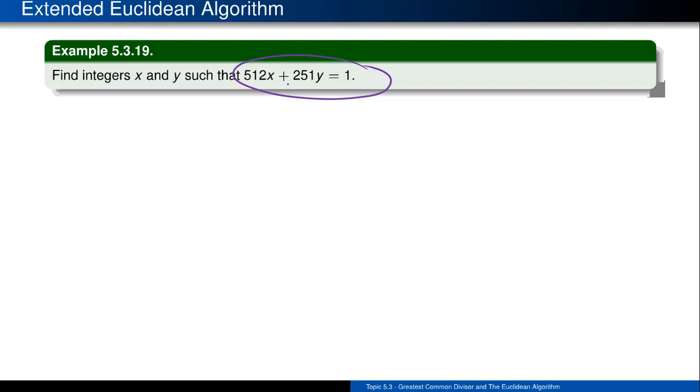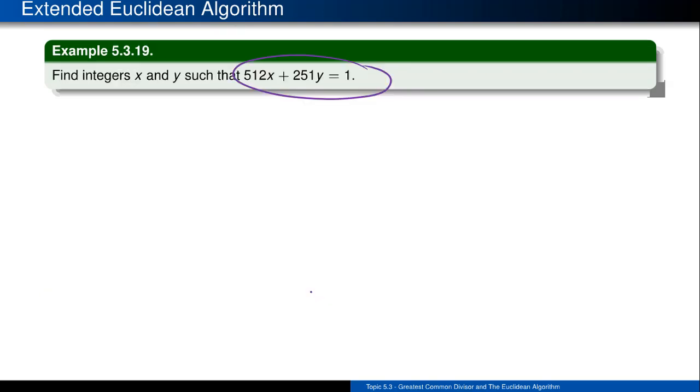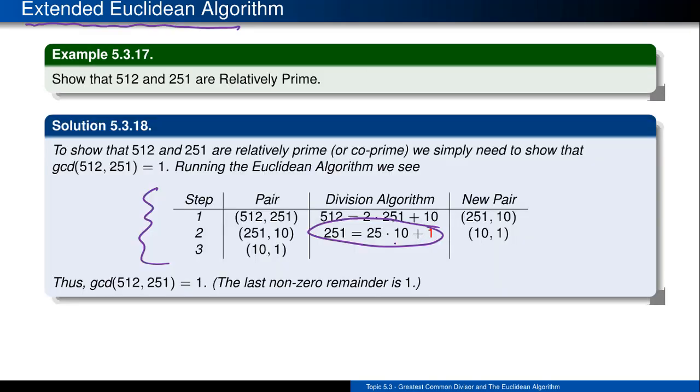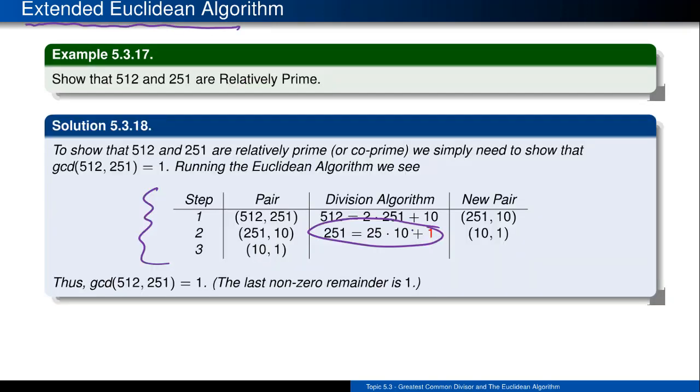It's actually pretty easy to get to this equation and find these values of x and y. We're going to take this giant grid that we have over here and work backwards. I'm going to start with that equation right there. If I solve this equation for 1, I'm just going to bring this 25 and the 10 over to the other side. So I'm going to have 251 minus 25 times 10.